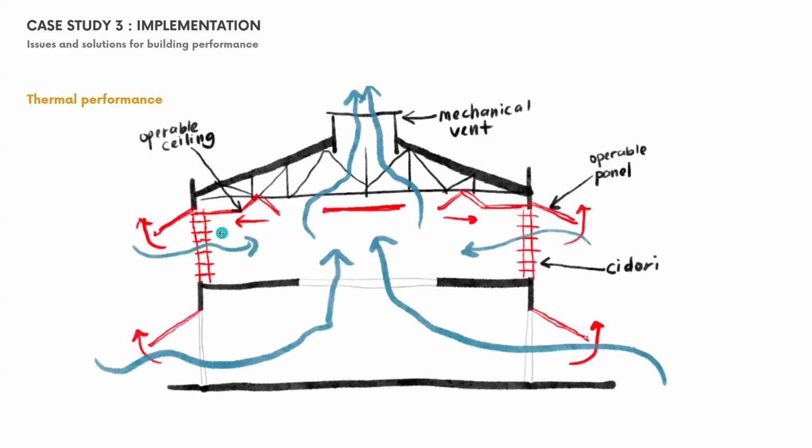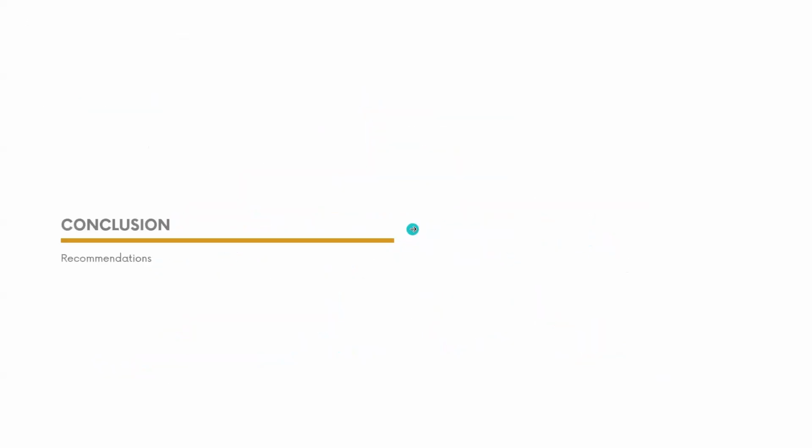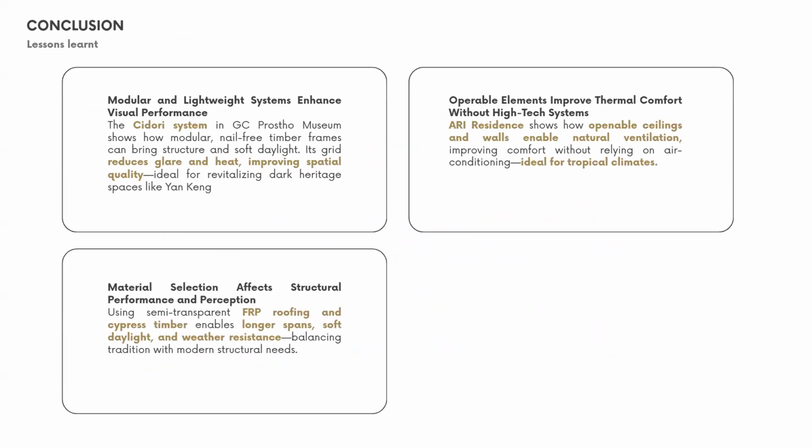So this is the proposal of incorporating the Sidori structure along with operable ceiling, openable wall panels, and also a mechanical vent. So you can see it allows cross ventilation and enables fresh air to enter from either direction. So in conclusion, some of the lessons learned is that the modular and lightweight system enhances visual performance. By using the Sidori system, it helps to reduce glare and heat, improving spatial quality.